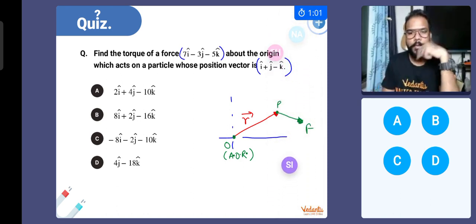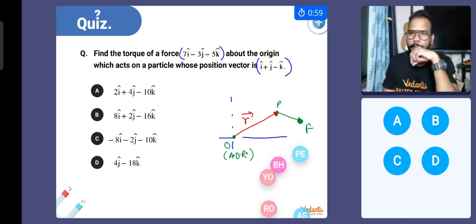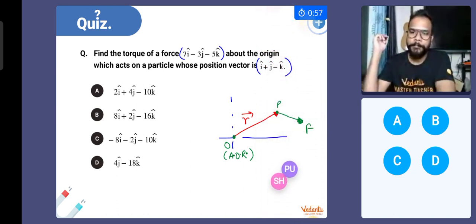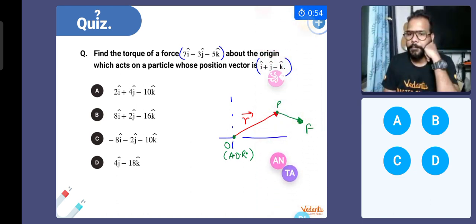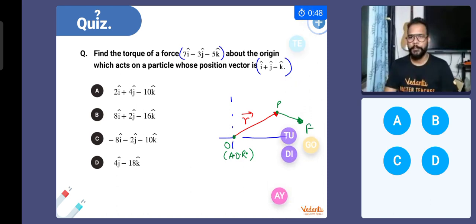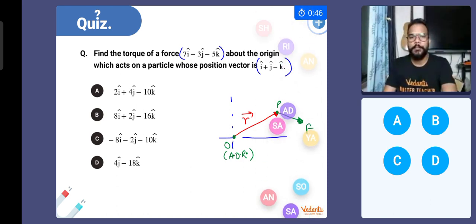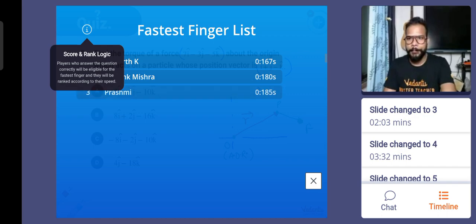Close to 30 seconds are remaining now. Last 5 seconds, all of you.